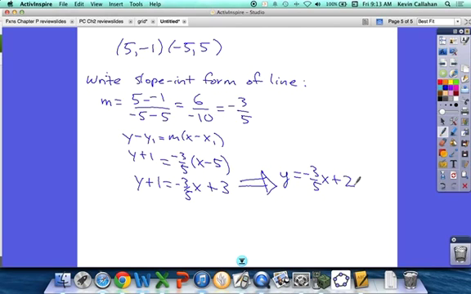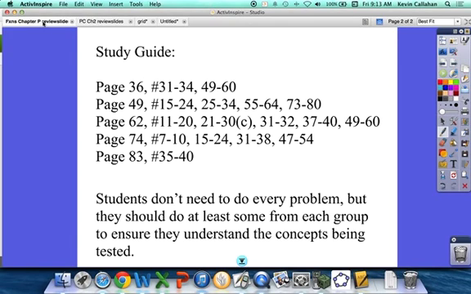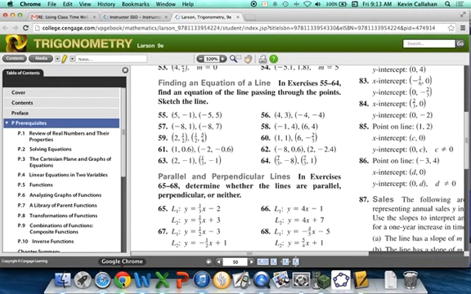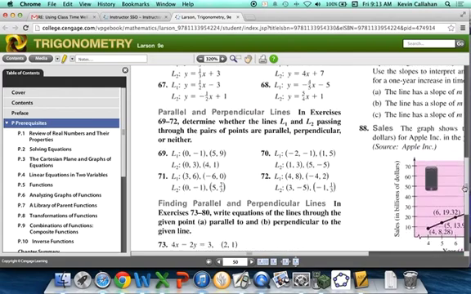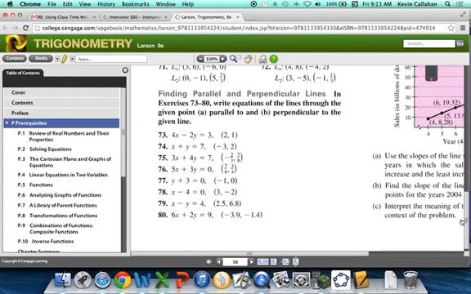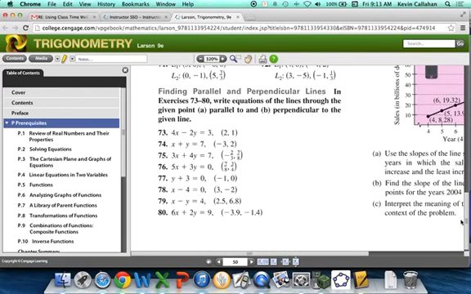Good. So our next, okay, 15, 20, 55 to 64, 73 to 80. 73 to 80, I think, is at the bottom here. 73 to 80. Okay, write the equations of lines.